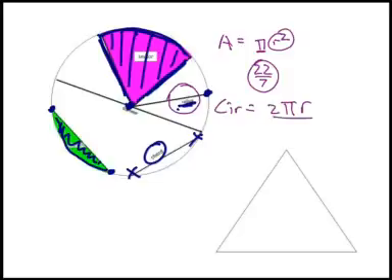So just take note, for the circumference we've got the 2 in front, whereas with area we've got the 2 in the exponent for the radius. Don't get confused with those two.